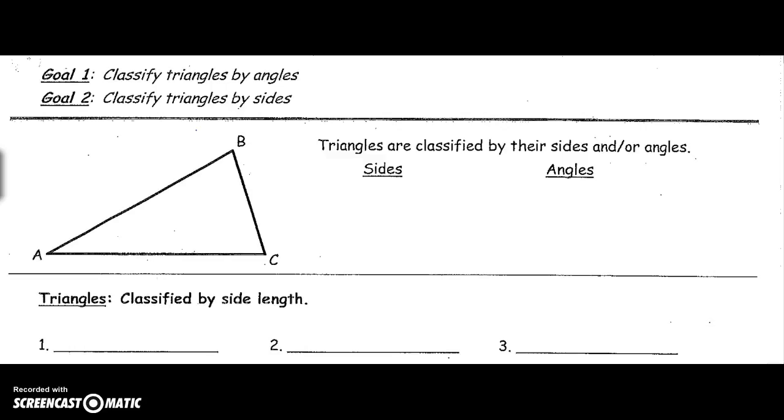All right, today we are going to classify triangles, and we're going to classify them by side lengths, and we're going to classify them by angles measured. Okay, so we all know how to name sides, and we know how to name angles. So if you look at this triangle here, we would name the sides AB, BC, and AC. The angles, we have angle A, angle B, and angle C.